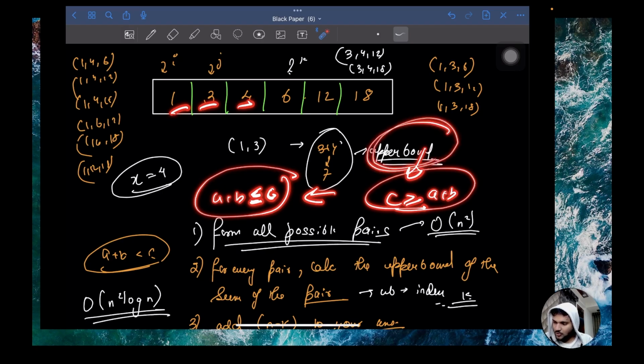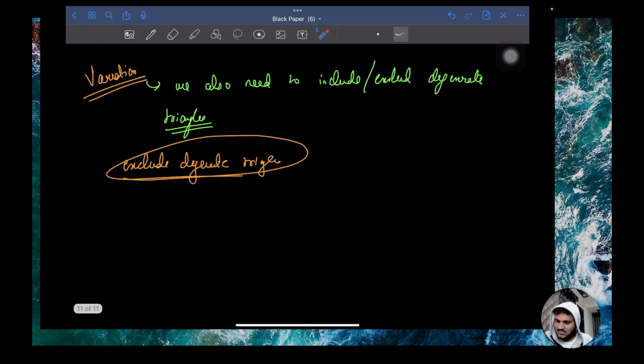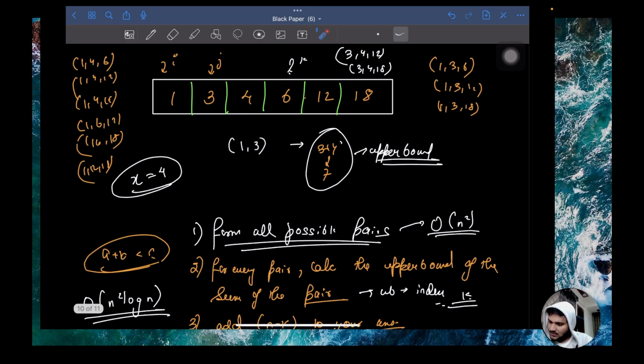Then instead of upper bound, you have to consider lower bound, right? But if the question says that the degenerate triangles make you lose, that is, include degenerate triangles in the excluded set of triangles, then upper bound works directly, right? So based on the corner case, whatever you have, you can just work it like that.